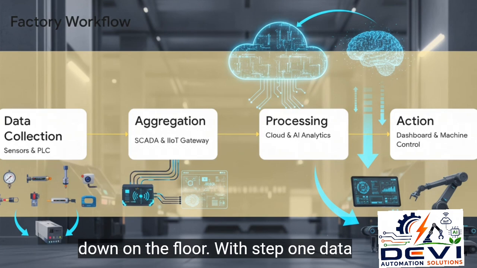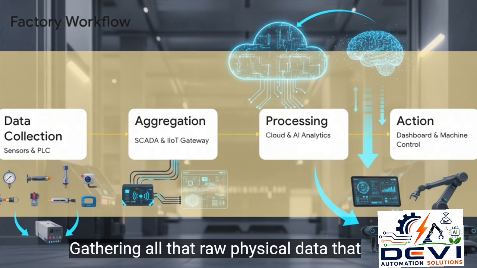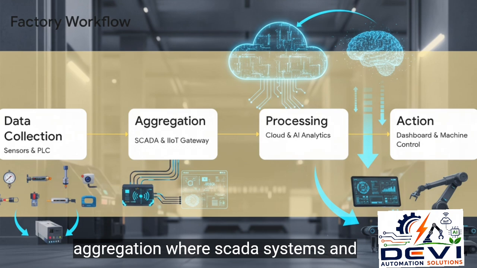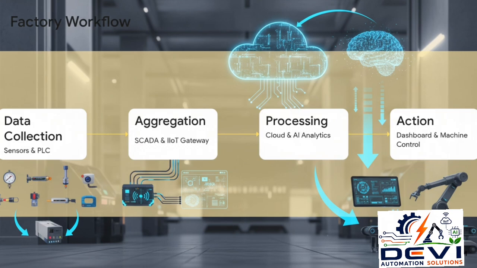It all starts down on the floor with Step 1, data collection. That's your sensors and PLCs gathering all that raw physical data. That data then flows seamlessly over to Step 2, aggregation, where SCADA systems and IIoT gateways bundle it all up. From there, it shoots up to Step 3, processing.